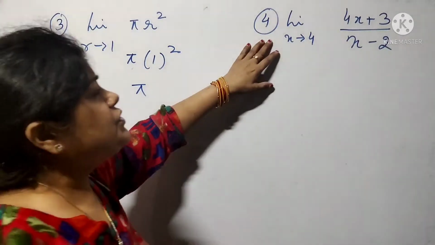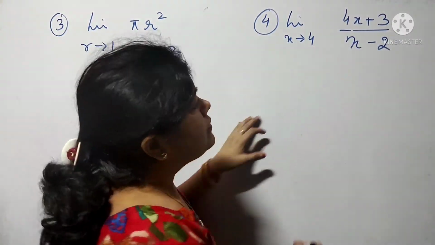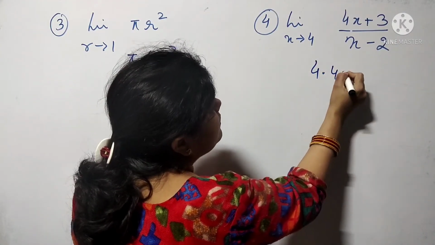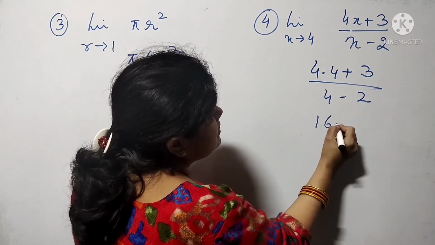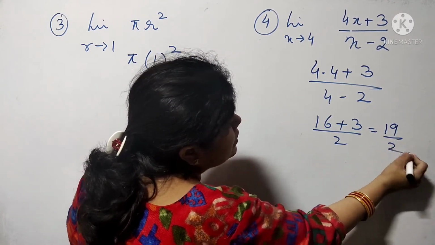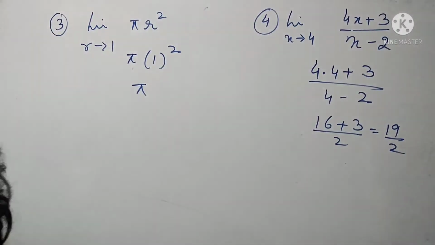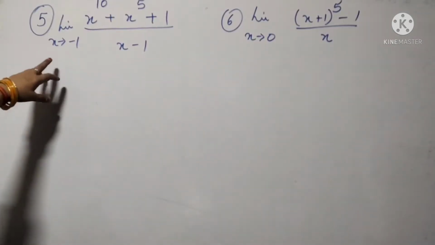Now in the next question, when we have to substitute the value of x, that is 4 into 4 plus 3 upon 4 minus 2, that is 16 plus 3 upon 2, which is equal to 19/2. So I think the concept of limit is easy for you. Now observe the question number 5.